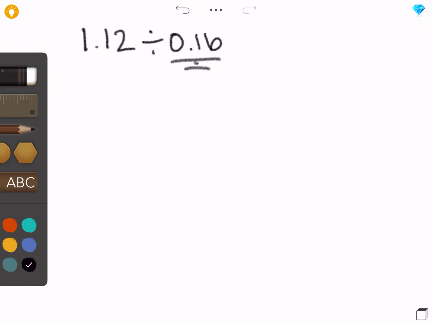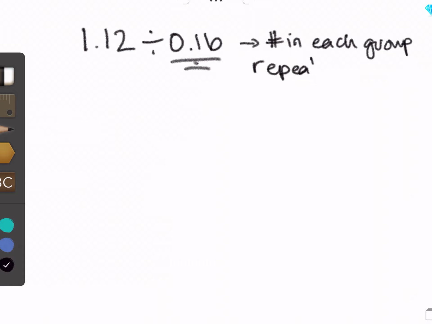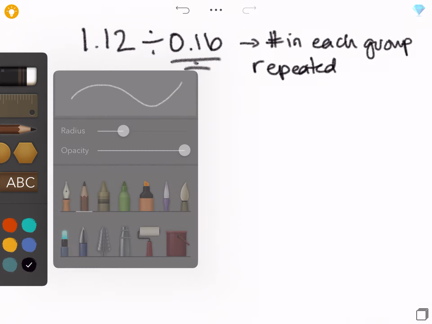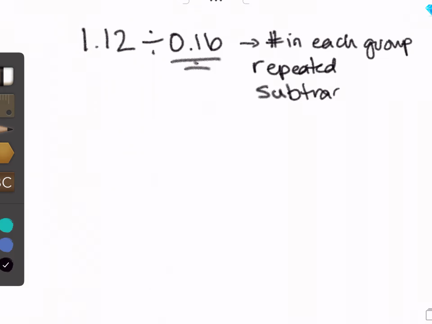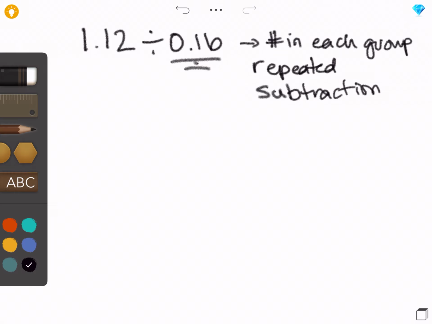So sharing is out, and what we're going to do instead is have that represent the number in each group. What we call this then is repeated subtraction, because we're going to repeatedly put 0.16 in a group until we've gotten rid of everything. So you're repeatedly subtracting here.